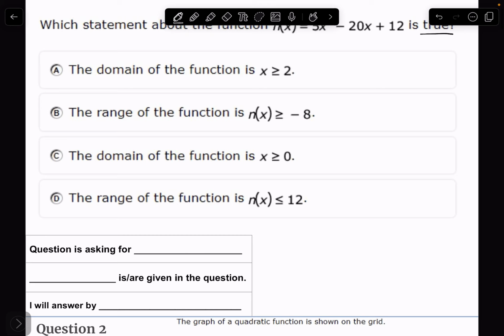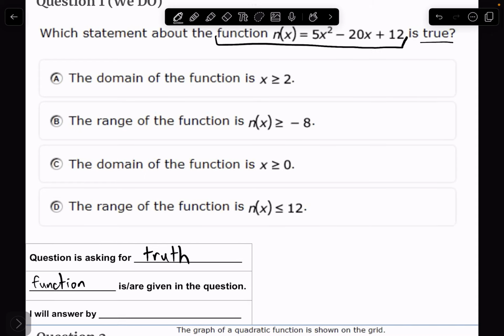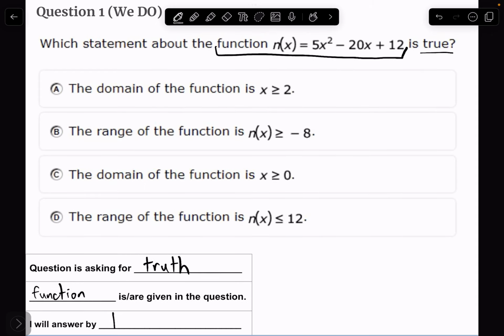So the question, what is it asking for? It's asking for truth. What is given in the equation? Well, we are given a function. How are we going to answer this? So looking for domain and range, it looks like all these questions. We'll say Desmos. We're going to graph it and work from there.